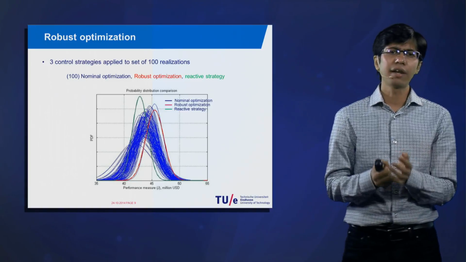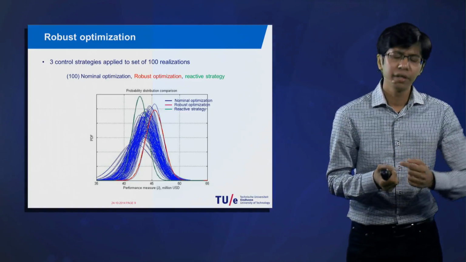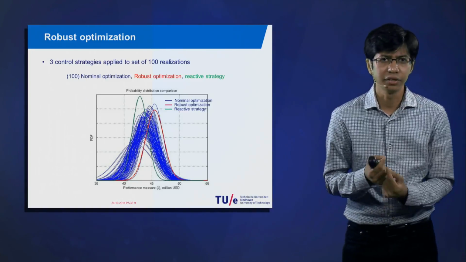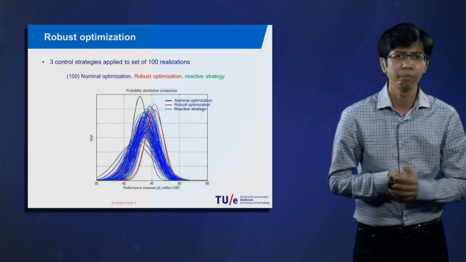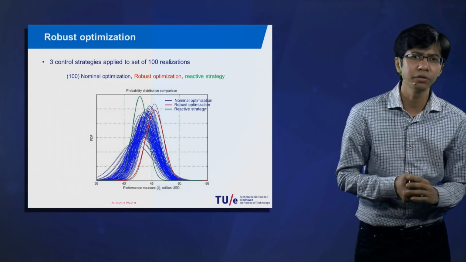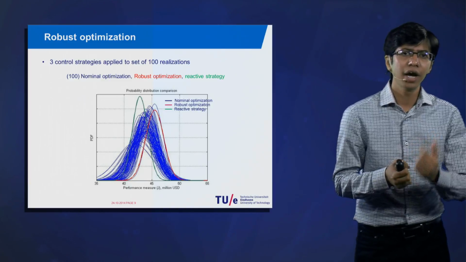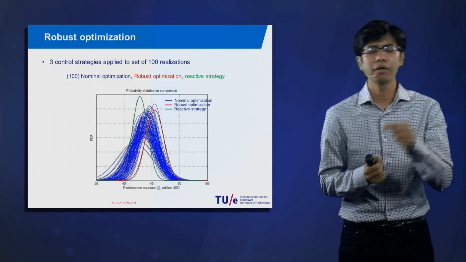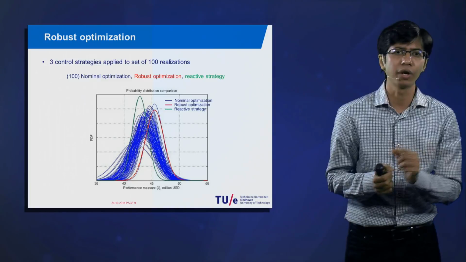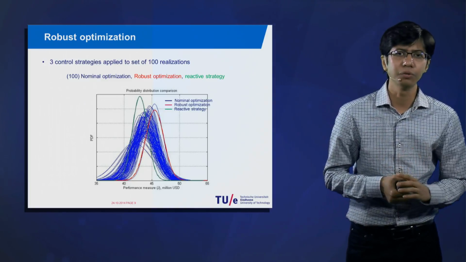What you see in the red curve is the robust strategy that we obtained by doing the robust optimization that I introduced in the last slide. I applied it to the whole ensemble, I obtained 100 points, and I drew a distribution from them.